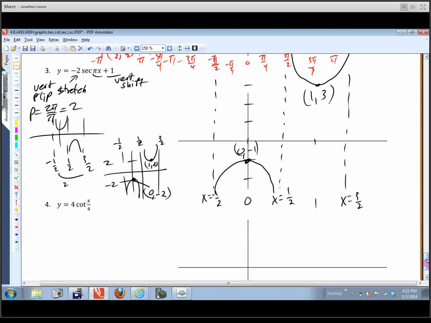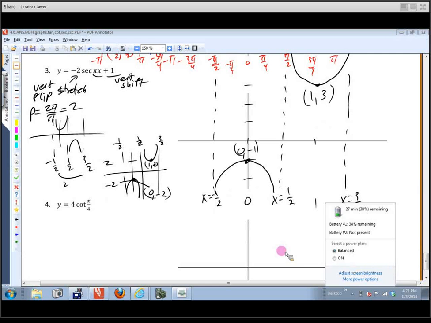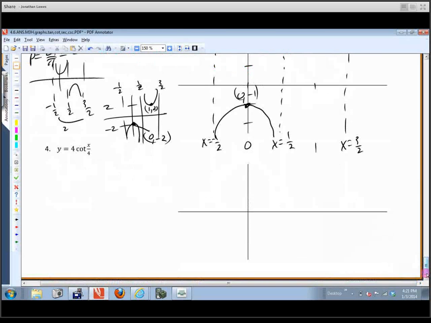Again, if you need to watch this video again, be my guest. And we better hustle and get this finished up. Okay, so let's take a look at this one right here. Vertical stretch right here on the cotangent graph, and this is a period change factor of 1/4. So let's think about what that does. The old period is pi, divide by 1/4, so the new period would be 4 pi.